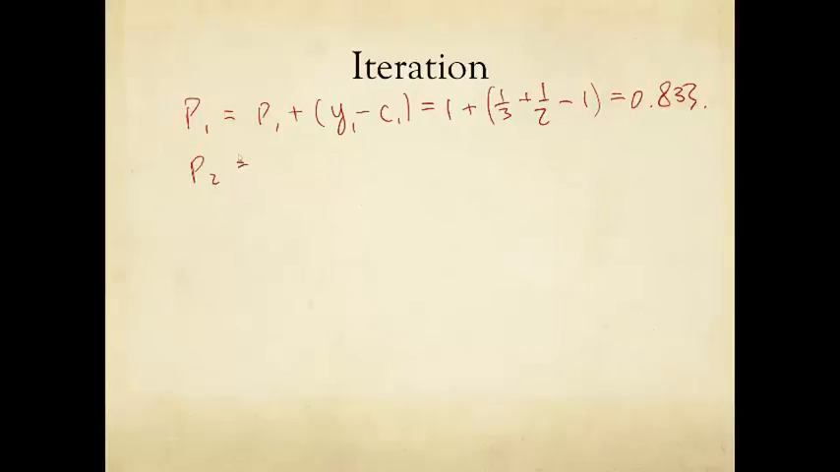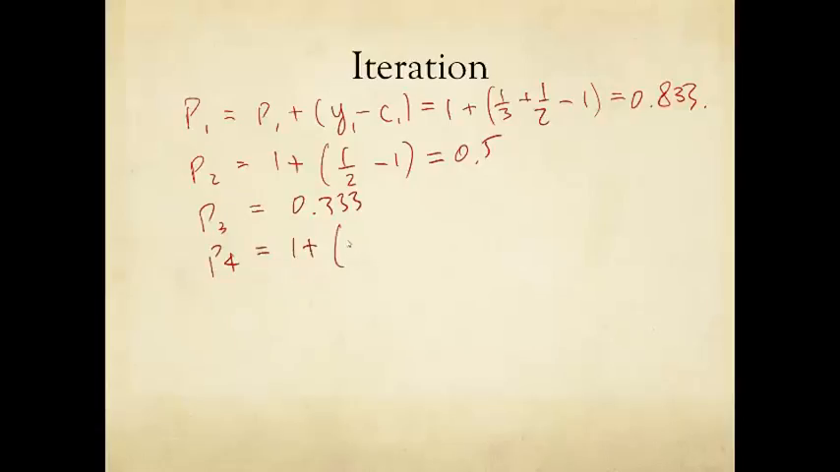P2 follows the same pattern, so we basically have to look at 1 plus, well, half minus 1. That is 0.5. Similarly, you can write down P3, which is 0.333, and P4, which is 1 plus the load, which is 1.33, minus the capacity 1. Again, this is the capacity, 1 megabit per second. This was the last iteration's price. Even though they both are 1, they have totally different physical meaning and units.